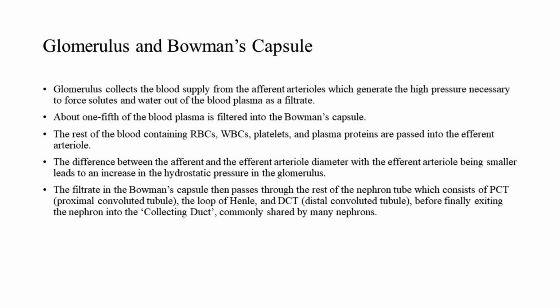The difference between the afferent and the efferent arteriole diameter, with the efferent arteriole being smaller, leads to an increase in the hydrostatic pressure in the glomerulus. The filtrate in the Bowman's capsule then passes through the rest of the nephron tube, which consists of PCT, proximal convoluted tubule, the loop of Henle, and DCT, distal convoluted tubule, before finally exiting the nephron into the collecting duct, commonly shared by many nephrons.